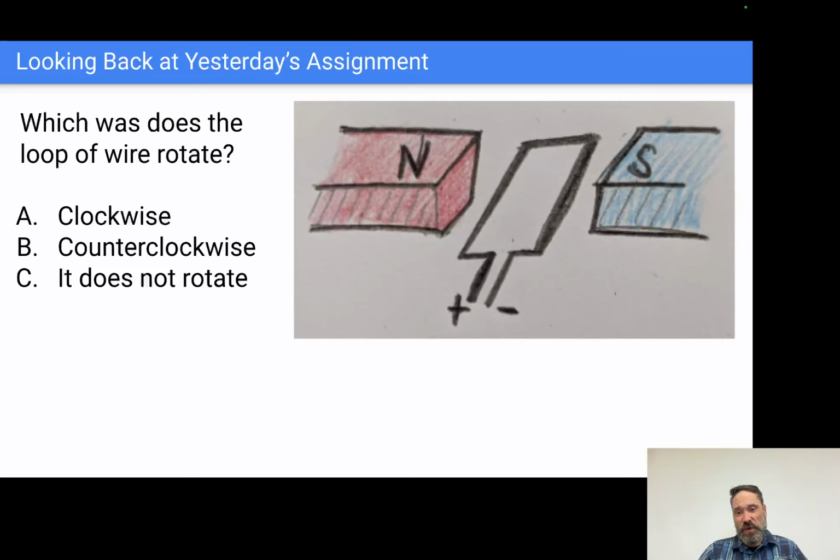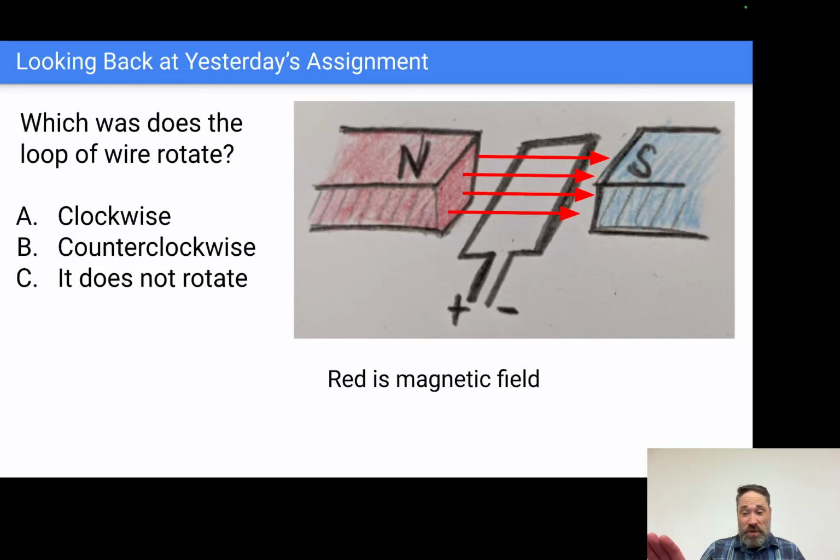Well, in order to answer this question, we need to use one of our right-hand rules. In fact, the third right-hand rule is ready for this one overall. So let's look at some things that we already know. First, let's look at the direction of the magnetic field. Magnetic fields go from north to south, and so I'm going to draw them in with these red lines here, from north to south, so going to the right.